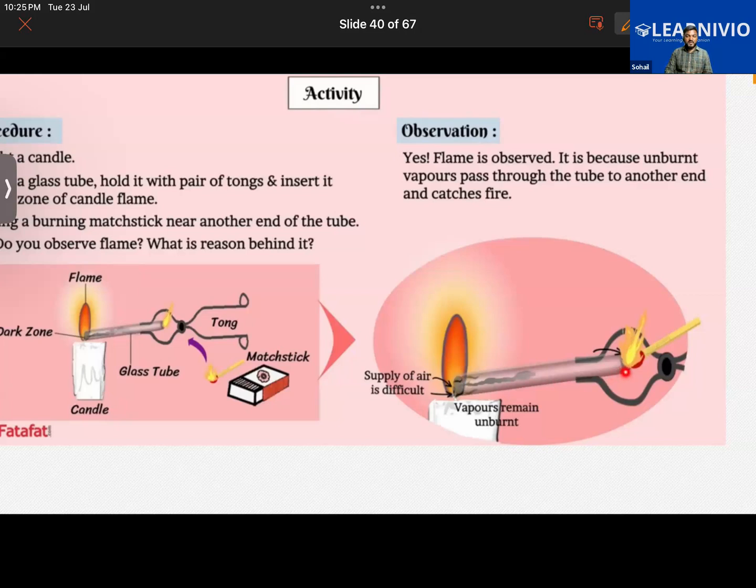Yes, you're getting it. Yes, sir. So what does this activity prove? What have you observed here? Aisha, read this paragraph.